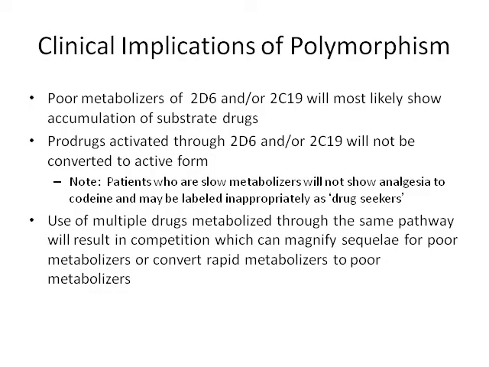Slide 66 just emphasizes some of the clinical implications. For example, poor metabolizers of 2D6 and 2C19 will tend to accumulate the drug, therefore having toxicity. Prodrugs that are activated through those systems will not be converted to the active form. And we see that sometimes if you've got multiple drugs going through the same pathway, we may actually see these effects exaggerated even more.